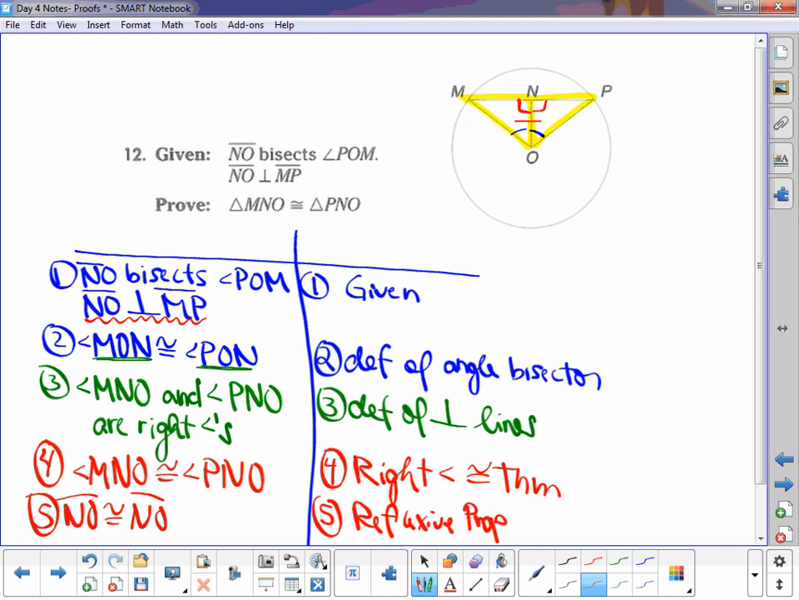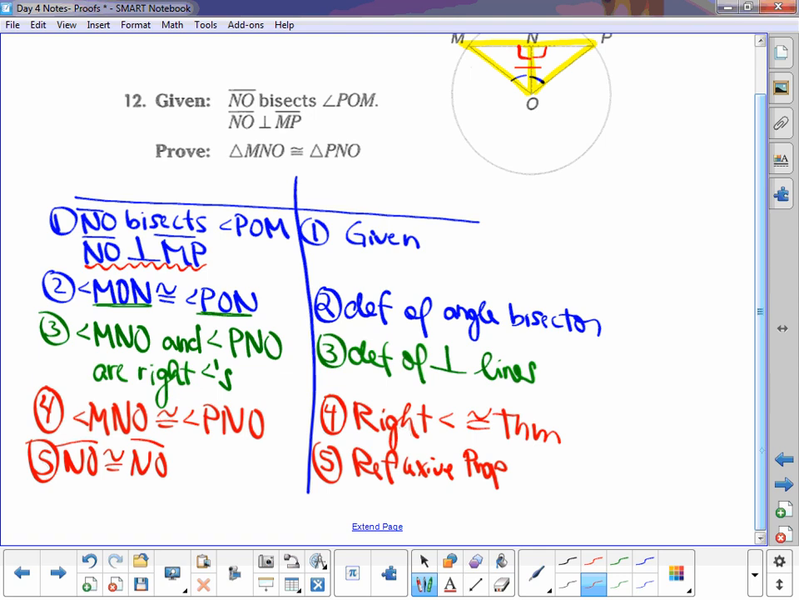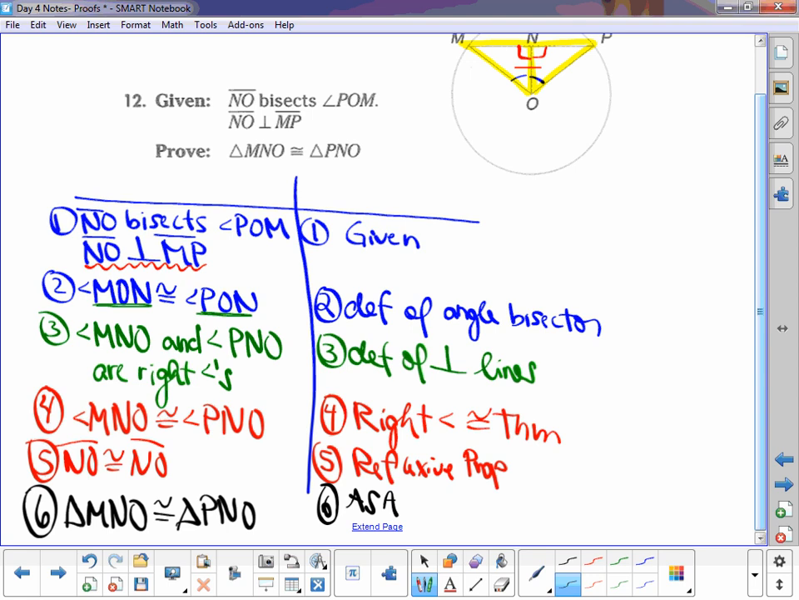And so now I can go ahead and state that proof statement that triangle MNO is congruent to triangle PNO, by angle side angle. Any questions on that? Anybody get that completely right? Good. Good.